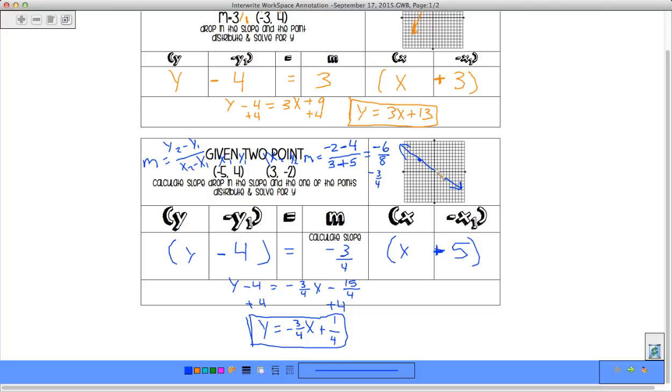So this looks logical because it crosses at about 1/4 here. And from one point to the next, I go down 1, 2, 3 over 1, 2, 3, 4. Down 3 over 4. I'm going to keep hitting that line. All right, so we find slope if we don't have it already, plug it in, plug in our point, and solve for y. Let's try one more.